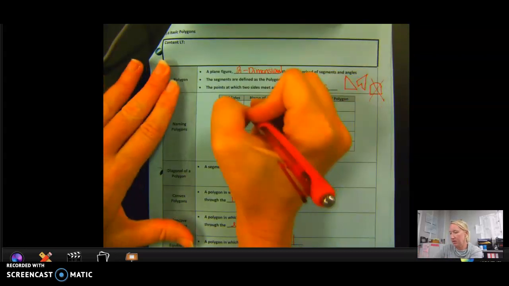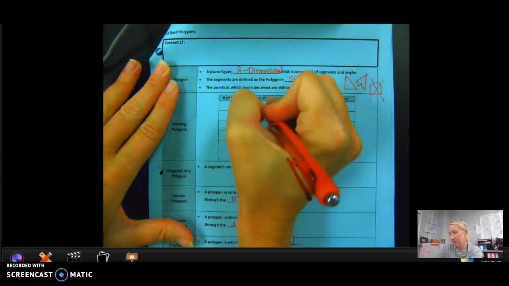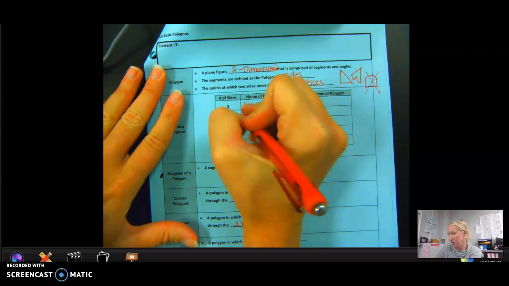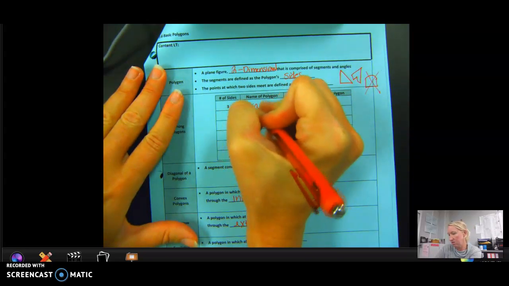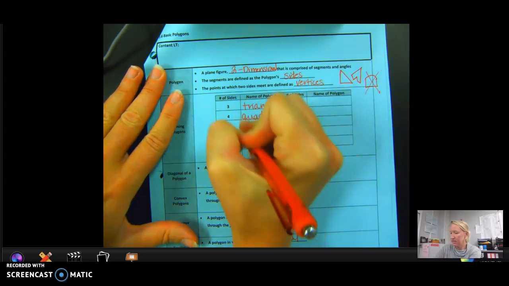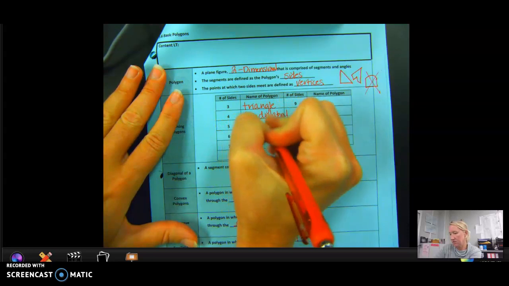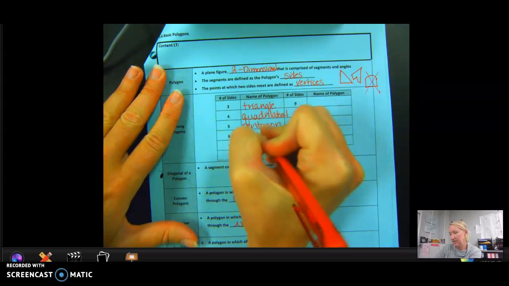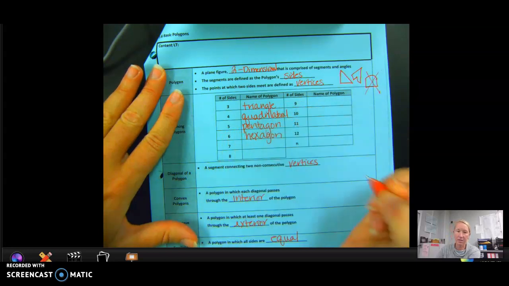Naming polygons. So a three-sided figure is called a triangle. Four is not called a square, nor is it called a rectangle. It's called a quadrilateral. Five-sided is a pentagon. Six is hexagon. And yes, you do need to remember these.